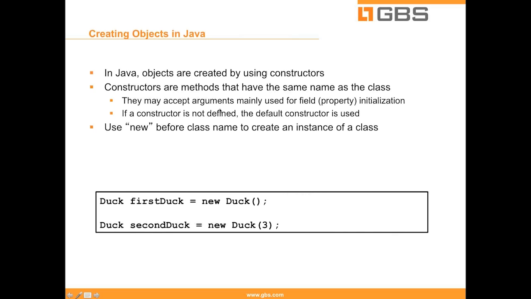To create objects in Java, they're created using constructors. Pretty much every class has a constructor. If the class definition itself does not have a constructor, it uses the default constructor. This is the term we use for instantiating an instance of an object. For example, Duck firstDuck = new Duck(). We're actually creating a new object called firstDuck from the Duck base class.